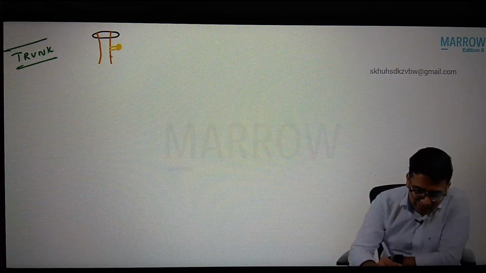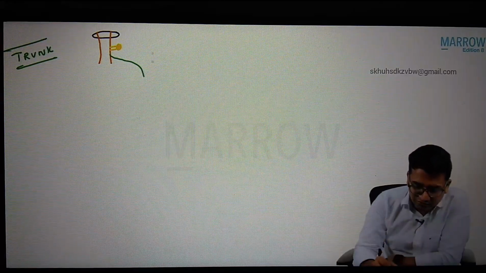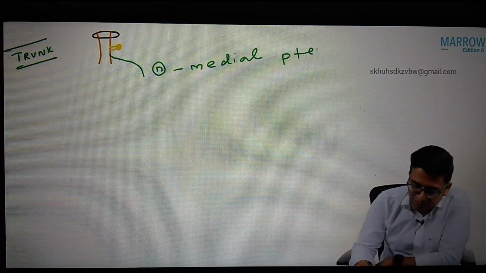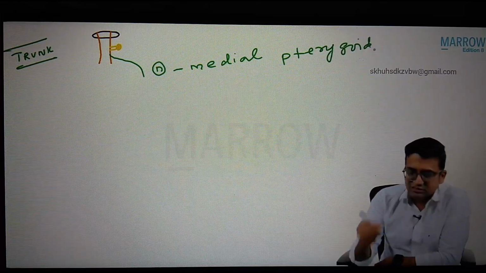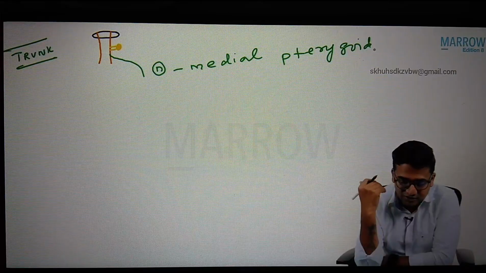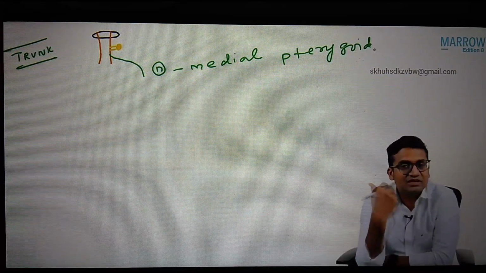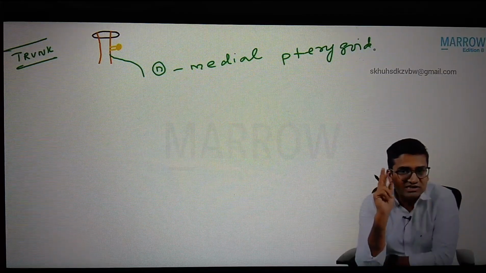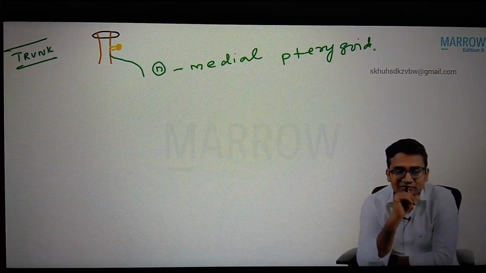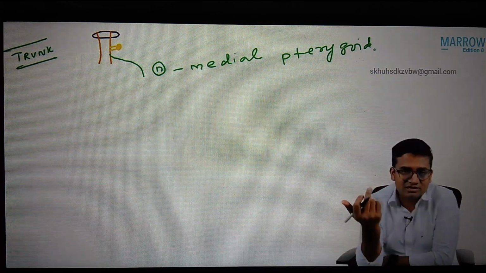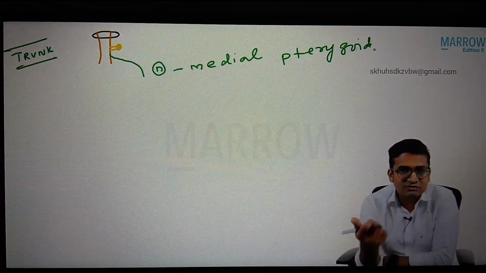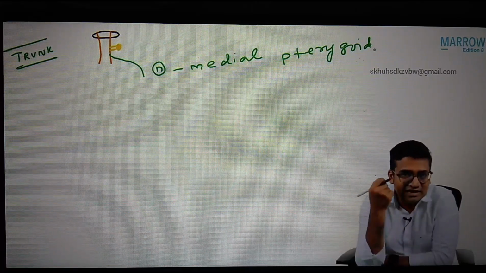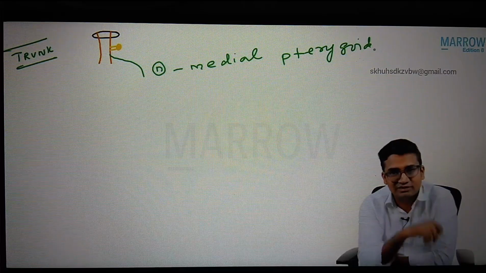Now, from the trunk of the mandibular nerve, we have one fiber. That fiber is the nerve to medial pterygoid, the fiber coming directly from the trunk of the mandibular nerve. Very important. The only muscle of mastication which is supplied directly by the trunk of the mandibular nerve is the medial pterygoid muscle. So the nerve to medial pterygoid is a branch from the trunk of the mandibular nerve.